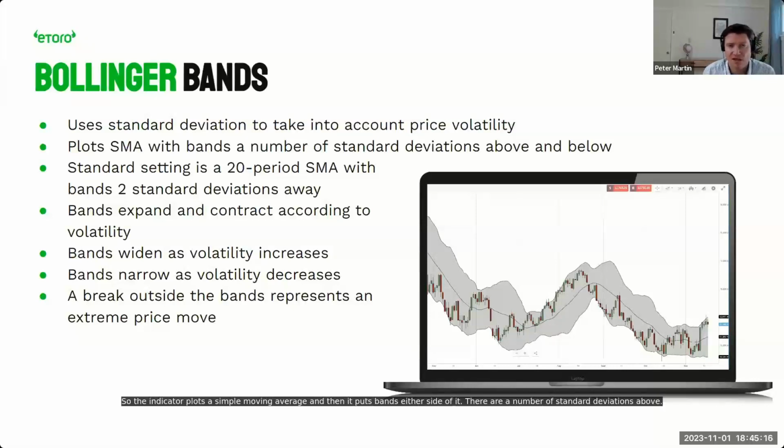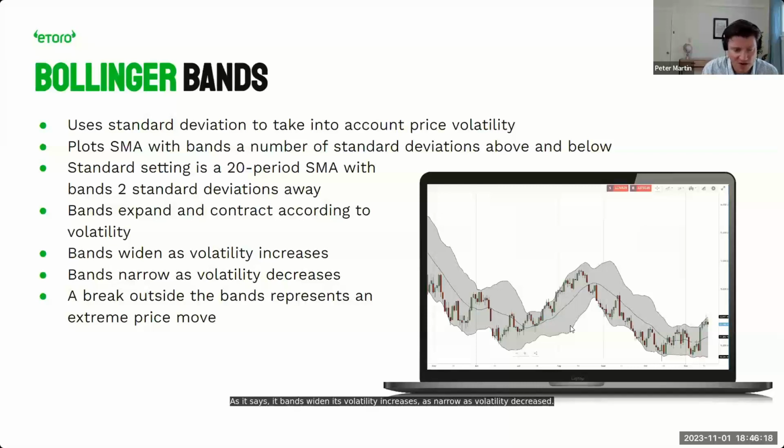So the indicator plots a simple moving average, and then it puts bands either side of it. There are a number of standard deviations above and below that simple moving average. So if you put in n equals 3, that would be 3 standard deviations away. If n equals 1, then it would be 1 standard deviation away from that central line, which is the simple moving average. And because it's been calculated in relation to the standard deviation, when we look at prices, it describes volatility. If prices are whipping around a lot, then the standard deviation is going to be larger. If prices have not been whipping around very much, then the standard deviation is going to be low. So our bands are going to expand when volatility is high, and they're going to contract when volatility is low.